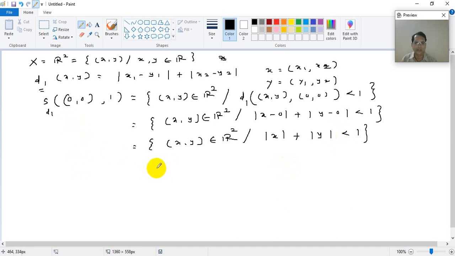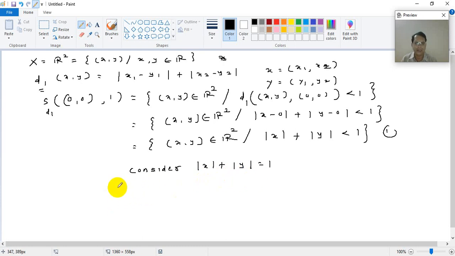So if I want to draw the figure, consider this is suppose 1. Now consider mod x plus mod y equal to 1. Draw the boundaries. The boundary will be this, and less than 1 means the inside part of that. Now you know by the absolute value formula that mod x is either equal to x or minus x. Similarly mod y is equal to y or minus y. So from this equation 4 equations emerge.